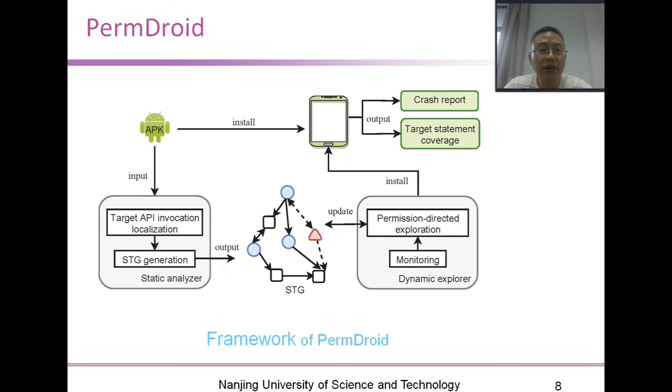This figure gives the framework of PermDroid. It takes in an APK file as the input and tries to output the crash reports and target statement coverage as the output. It tries to find the permission-related bugs in this app. It consists of 2 important modules: a static analyzer and a dynamic explorer. In the following, I will introduce these two modules to you.